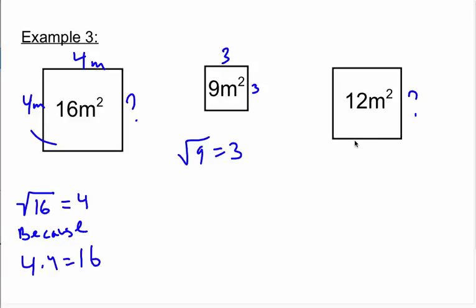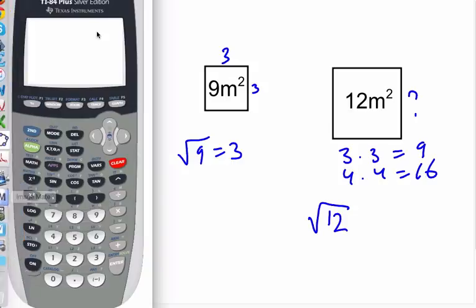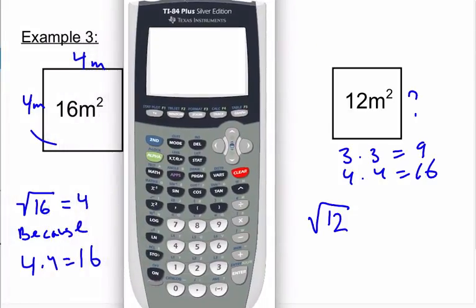Now this one, we know that 3 times 3 is 9 and 4 times 4 is 16. So the answer here must be somewhere between 3 and 4. Okay, maybe it's 3.2, 3.3. We have to get a decimal or a fraction here, right? So to work out root 12, we're going to use our calculator right now, and it'll give you an answer for square root of 12.